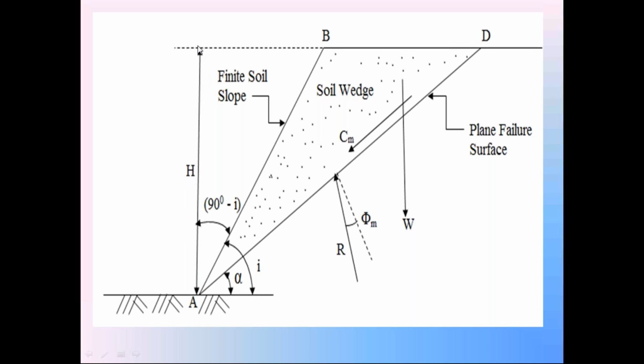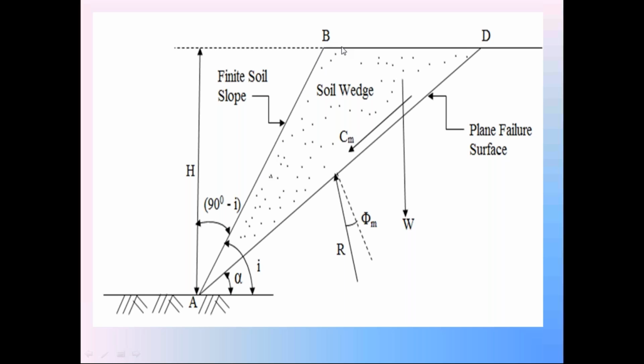In Culmann's method, we are going to discuss the maximum height of this finite side slope. What is the maximum height of this finite side slope so that the finite side slope is stable? That is the main concept in Culmann's method. What is the maximum height of the finite side slope so that the side slope is stable?